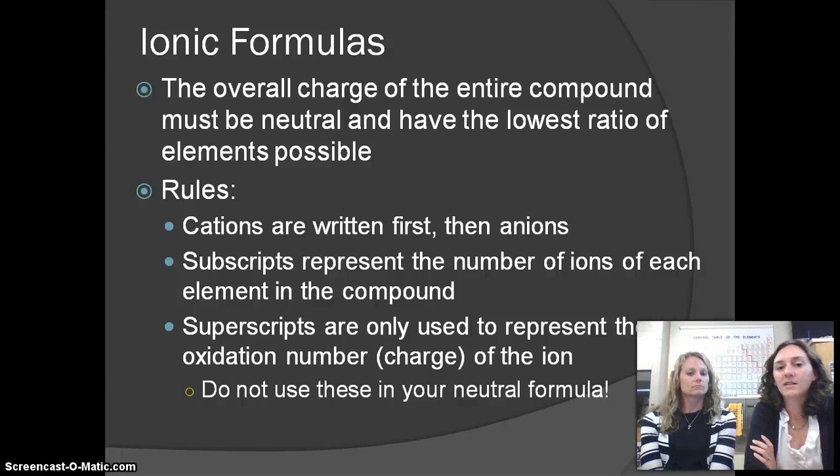The rules. Cations are always written first. So your positive charge will always be first, and then your negative charge. That's just how it always goes. Subscripts represent the number of ions of each element in the compound. The subscripts are the little numbers written on the line. Superscripts are only used to represent the oxidation number or the charge of the ion. You do not use the charges in your formula. We see that every once in a while. Don't do that.